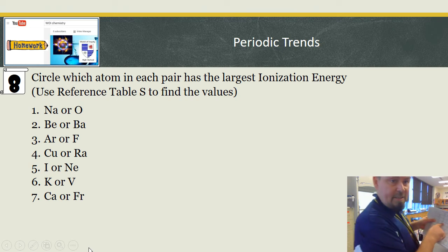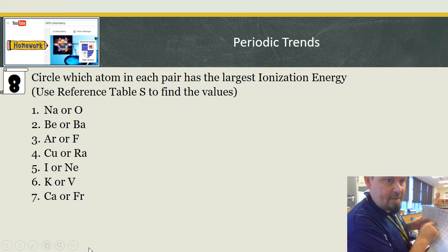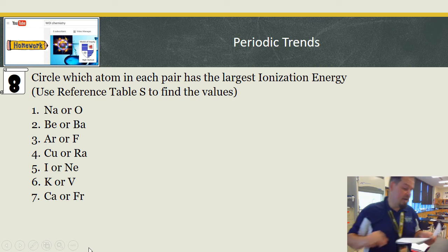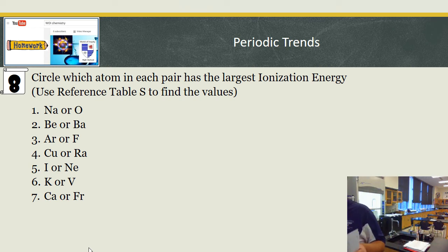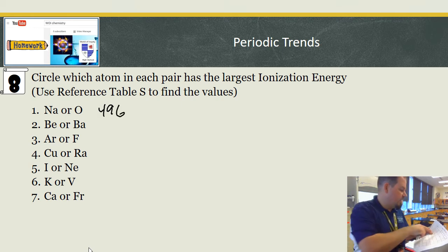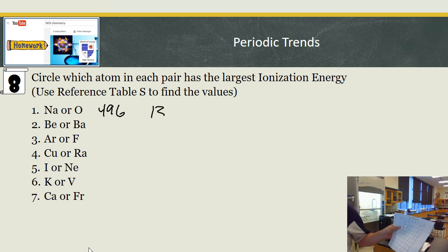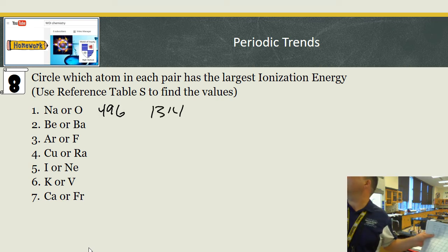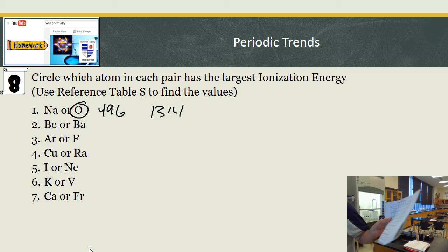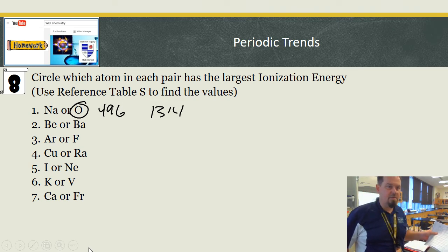Sodium, first ionization energy. It says first ionization energy. Na is 496. And oxygen is 1,314. So who has the highest first ionization energy? Oxygen. It doesn't want to give up any electrons.